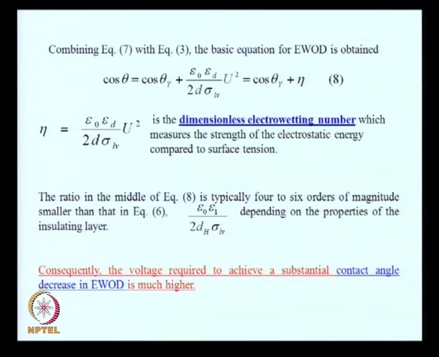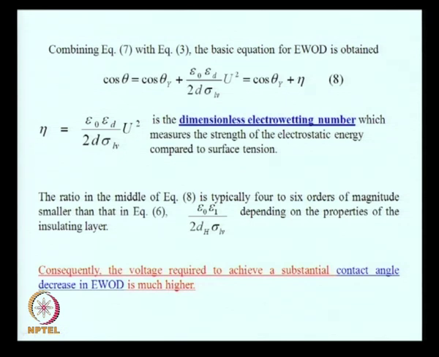Finally, incorporating the concept of electrowetting, the following equation has been derived, which we have seen in the last class, where cos theta is essentially the contact angle on application of voltage, theta Y is the equilibrium contact angle without any voltage, and U is the applied voltage, sigma is the surface tension, d is the thickness, and so on.